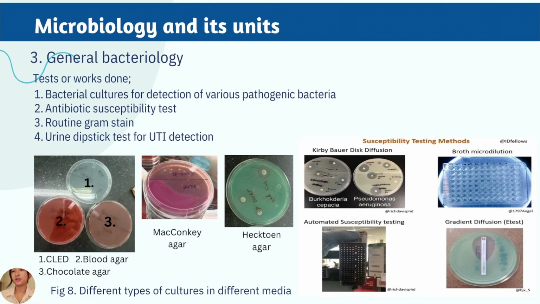General bacteriology. The tests done were bacterial culture for detection of various pathogenic bacteria and antibiotic susceptibility tests, routine Gram stain, and urine dipstick tests for UTI detection. The different agar plates used were CLED, blood agar, chocolate agar, MacConkey agar, and Hektoen agar. On the first day they collect the sample, urine or sputum, and they culture for 24 hours, and after that they dilute it and again make the streak and see if there is growth on the plate or not. If there is growth, it means the patient is positive for bacterial infection or UTI.